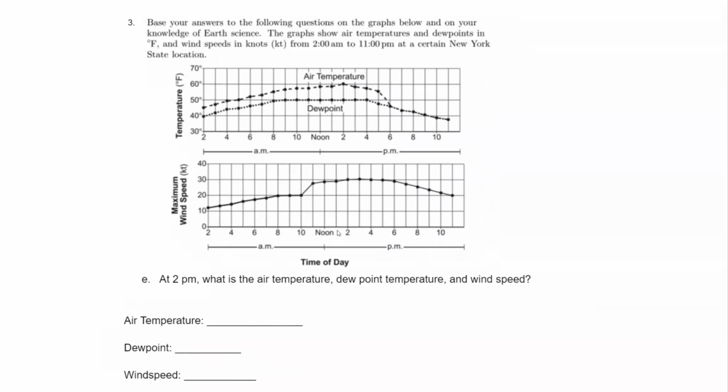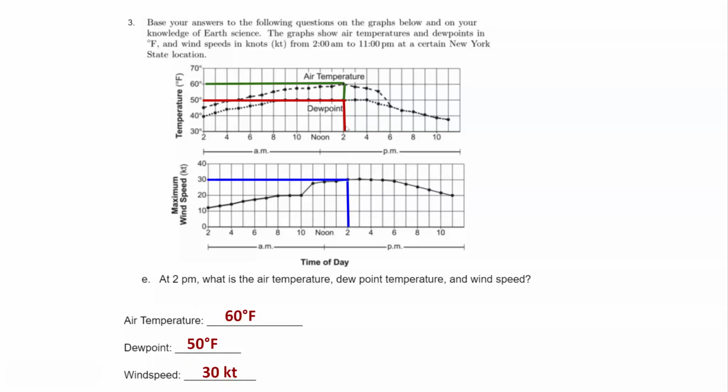Next, at 2 p.m., once again, what is the air temperature, the dew point temperature, and the wind speed? So now I'm using both graphs, up and down. They're basically the same exact graph because we have the time of the day, but we have two scales for the time of the day. And I need to figure out the wind speed, the dew point, and the air temperature at 2 p.m. So it looks like we already did the air temperature in the previous question. At 2 p.m., the air temperature in green is 60 degrees Fahrenheit.